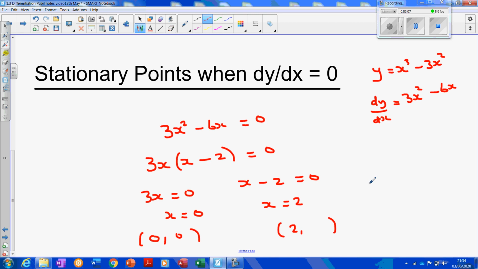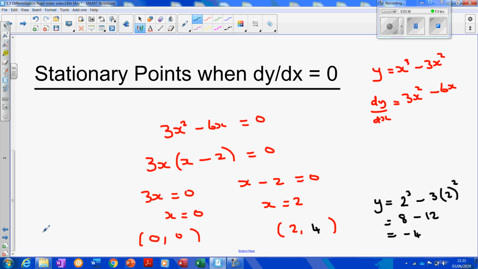Now I need to work out what the y coordinate is. So y is equal to x to the power of 3, so it's 2 to the power of 3 minus 3 times 2 to the power of 2. So 2 to the power of 3 is 8, minus 2 squared is 4, 3 fours are 12, 8 take away 12 is minus 4. Right, so there is two stationary points.